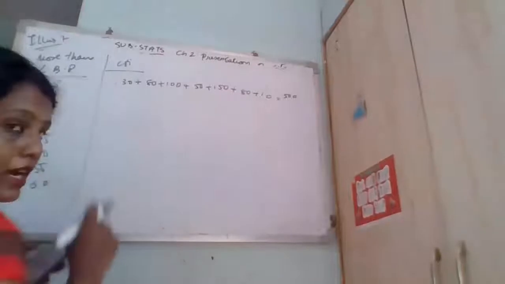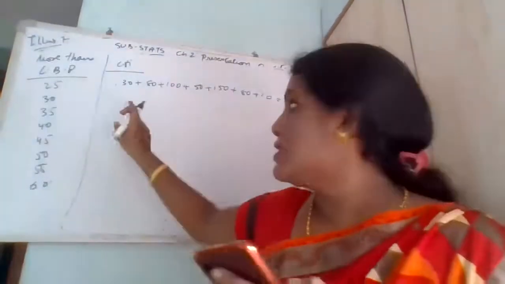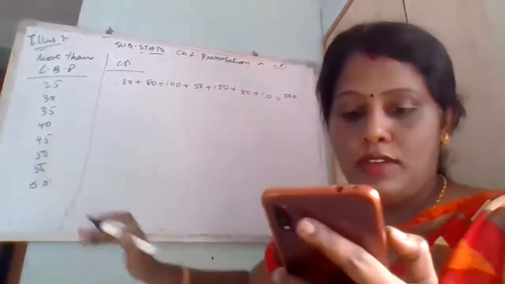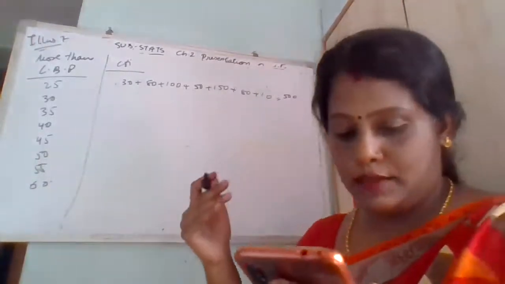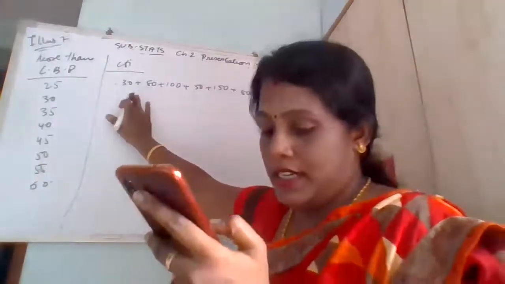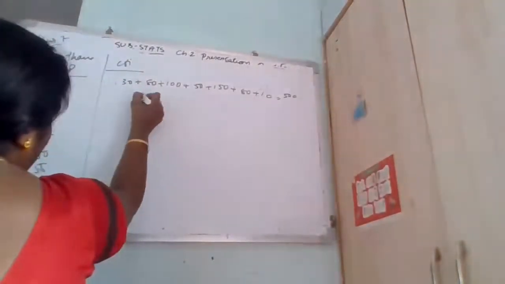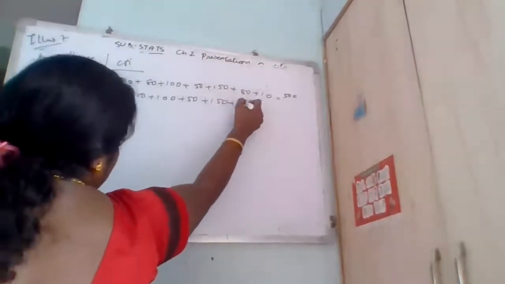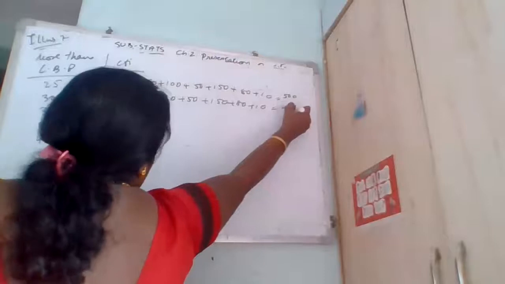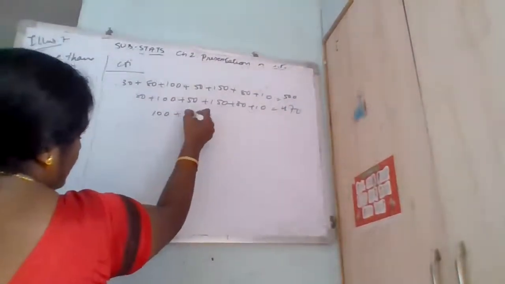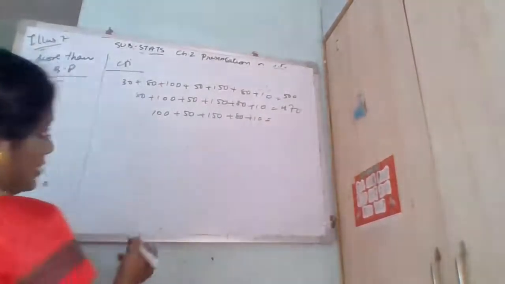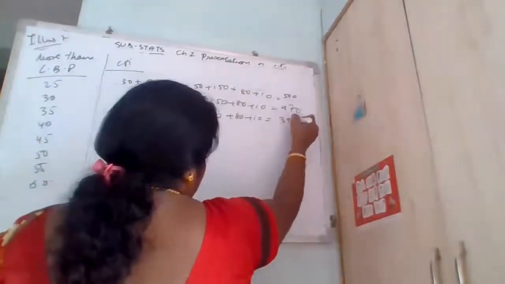So now you have to reduce one. Now this one is over. So now from 30, after 30 you have to add everything together. So this 30 will be reduced. So that will be 80 plus 100 plus 50 plus 150 plus 80 plus 10. That comes to 470. Right? Then 100 plus 50 plus 150 plus 80 plus 10, 390.